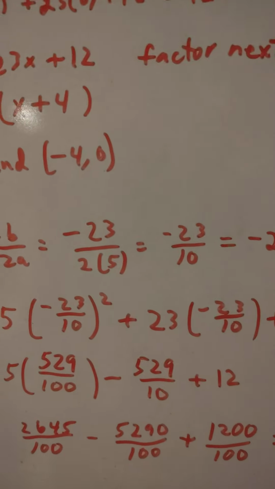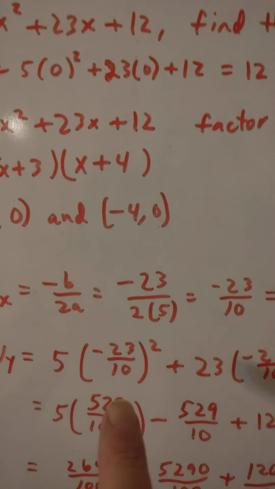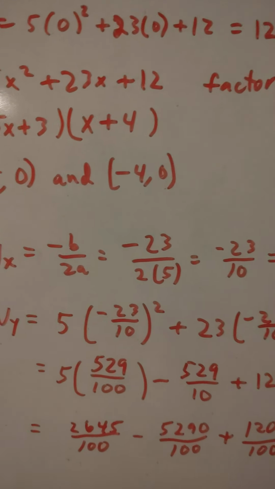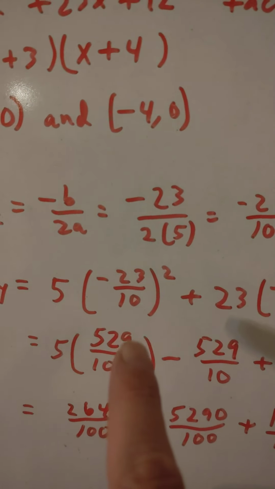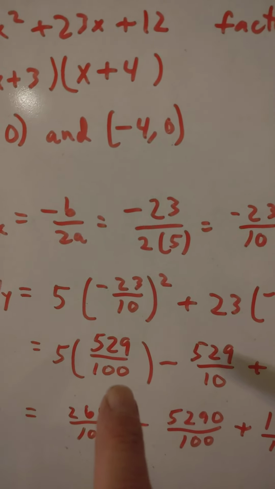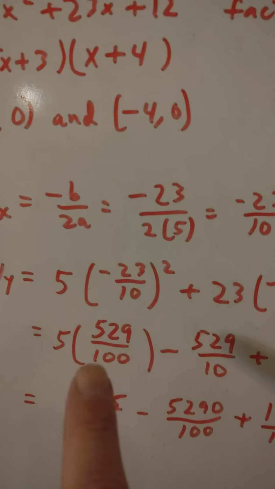And then I made this function up. On a test it won't be this complicated, but that's okay to see the hard stuff. How do you square a fraction? You square the numerator and you square the denominator. And notice a negative squared is a positive.